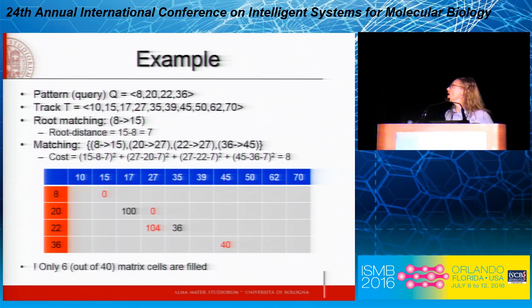So we have to enlarge the window by 1 in our dynamic programming matrix and iteratively find the good matching, which has cost 14 and matches 45, 35, 27, and 15. The good point to highlight here is that we were able to compute the total cost by computing only 6 out of 40 matrix cells.